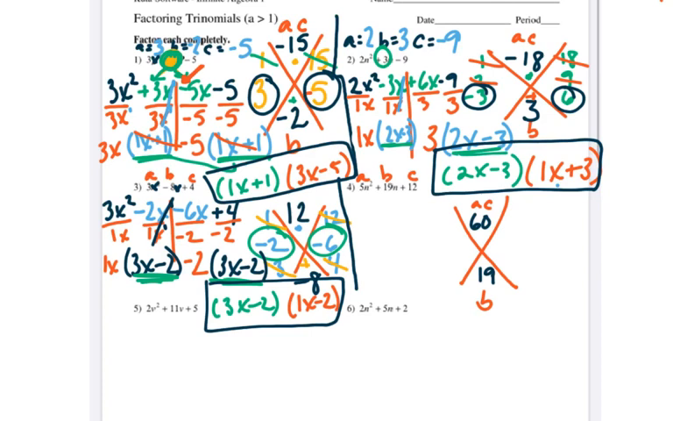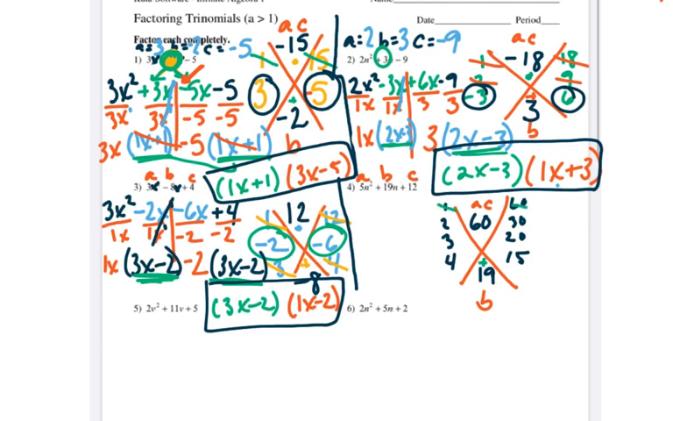Holy moly, 60 has so many factors. Let's just go in order. 1 and 60 make 60. Try dividing by 2. 2 and 30, 2 times 30 is 60. Try 3. 3 times 20 is 60. Try 4. 60 divided by 4 is 4 and 15. We could keep going, but I see 2 numbers that would add to make 19. So I'm going to stop with these factors here.